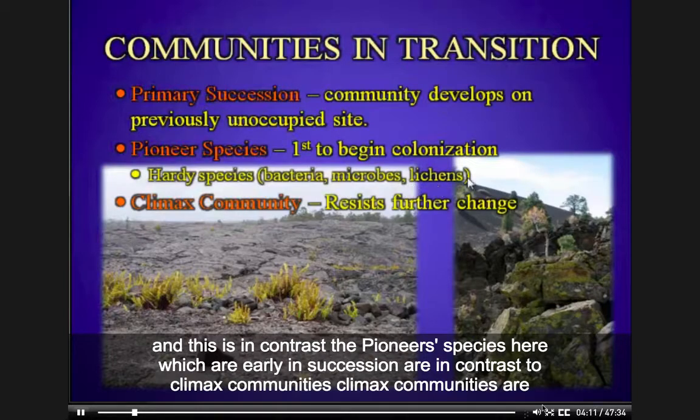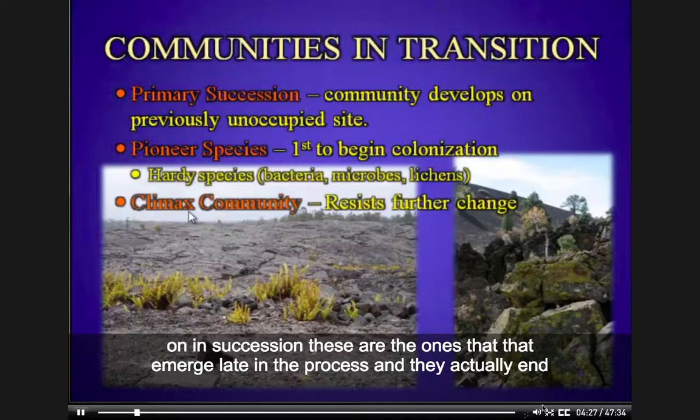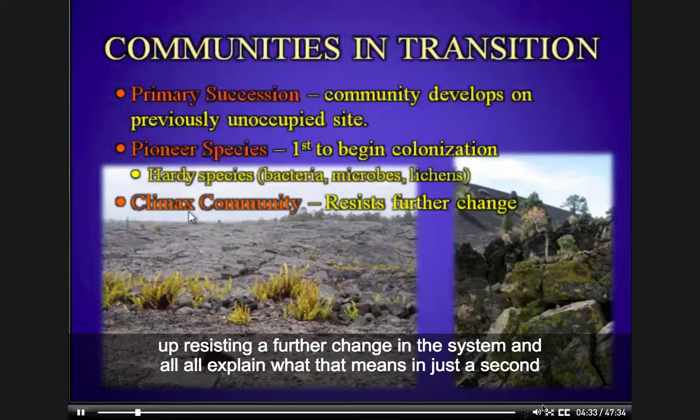And this is in contrast, the pioneer species here, which are early in succession, are in contrast to climax communities. Climax communities are those that are usually on the other end of the spectrum in succession. These are the ones that emerge late in the process, and they actually end up resisting further change in the system. And I'll explain what that means in just a second.